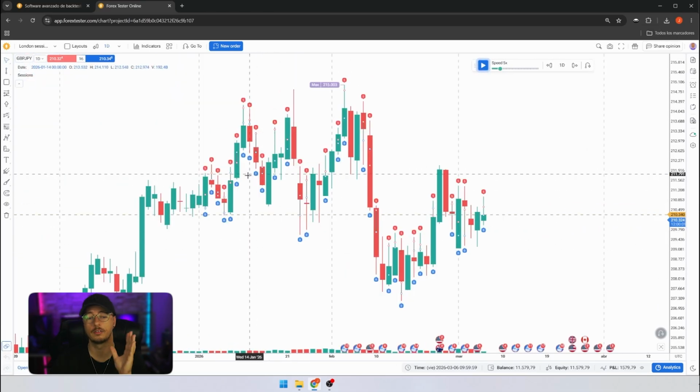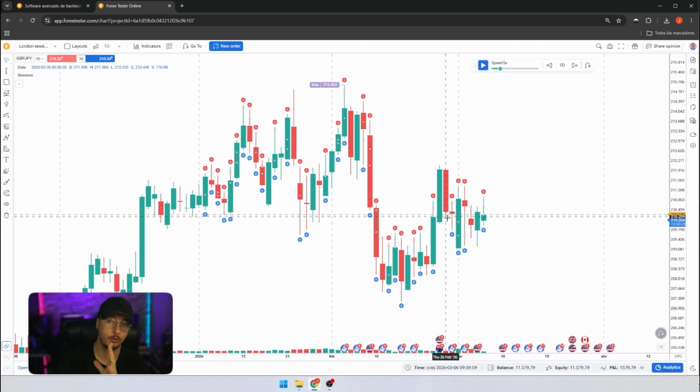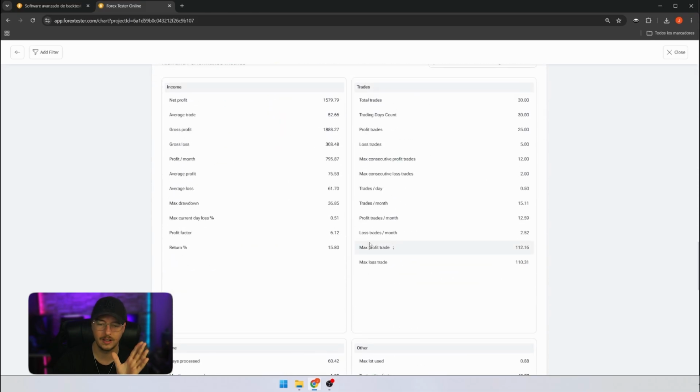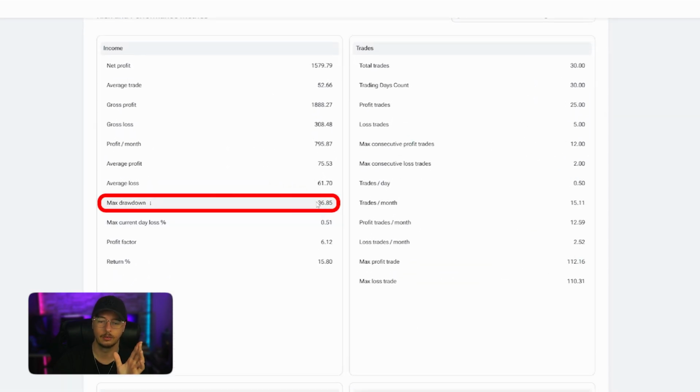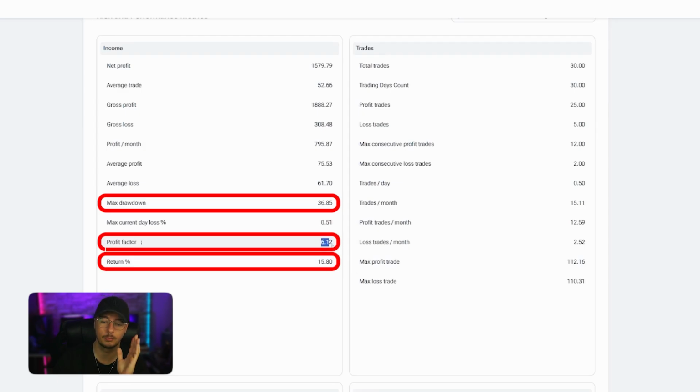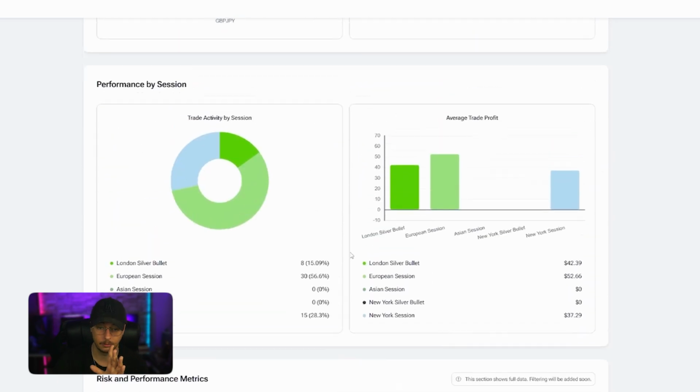Now we finished the backtest. As you can see, more or less 2 months of trading, we made $1,500, but obviously this isn't the best part because our drawdown was really small, sitting at $36. Okay, at the end of the day, we can see the average profit and the average loss is a risk reward of 1-to-1, 15% return. Now that is massive, and even better, we have a 6.12 profit factor, so that is crazy.